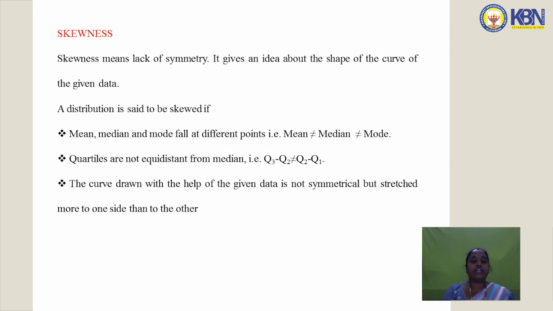Now I would like to explain the concept of skewness. Skewness means lack of symmetry. Lack of symmetry means it gives an idea about the shape of the curve of the given data. A distribution is said to be skewed if mean, median and mode fall at different points, that is, mean not equal to median not equal to mode, and the quartiles are not equidistant from the median, that is, Q3 minus Q2 not equal to Q2 minus Q1, and the curve drawn with the help of the given data is not symmetrical but stretched more to one side than to the other.